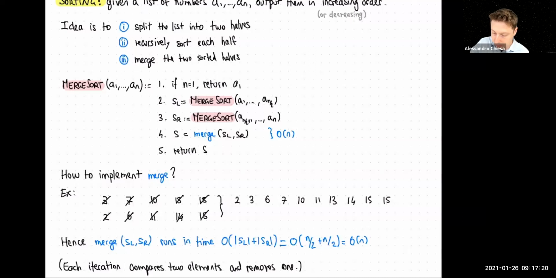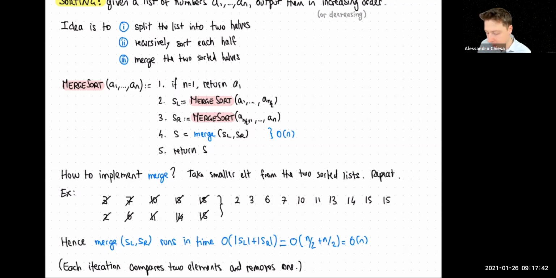I also want to be precise and say how do we implement merge? I'll just write it. Take the smaller element from the 2 sorted lists, and then you repeat. Okay, when I say take, I mean take out, right? So you're striking it out. So that's what merge is. And here we're using the fact that even though we have 2 lists, each of them of size n/2, each of them has already been sorted, so merging is pretty cheap.